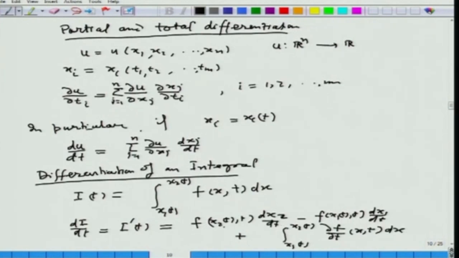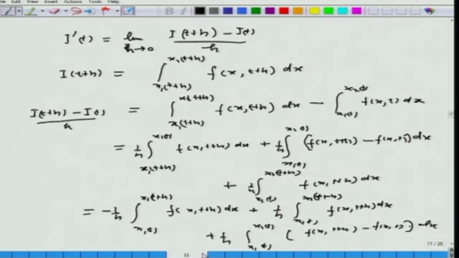Okay, so the first term is f of x 2 t comma t, dx 2 over dt, minus f of x 1 t comma t, dx 1 over dt. In these differentiations of the limits, it is assumed that x 1 and x 2 are differentiable functions of t. And the third term is the integral from x 1 to x 2 of del f over del t of x t. Here it is assumed that the partial derivative of f with respect to t exists and is a piecewise continuous function, so that this integral is well defined. Now, this was the proof of that.